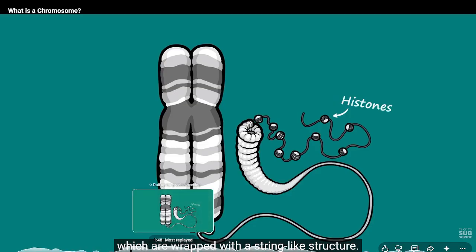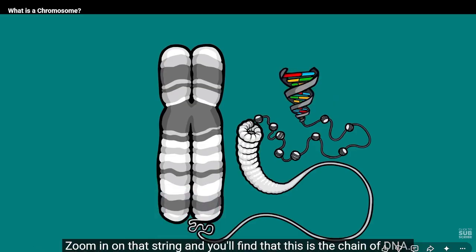We call this form the chromatin. And then when it coils up even further, we get the chromosome. So we have the DNA. The DNA wraps around the histones, which turns that DNA into chromatin. And then the chromatin coils up even further right before the cell divides into a chromosome.